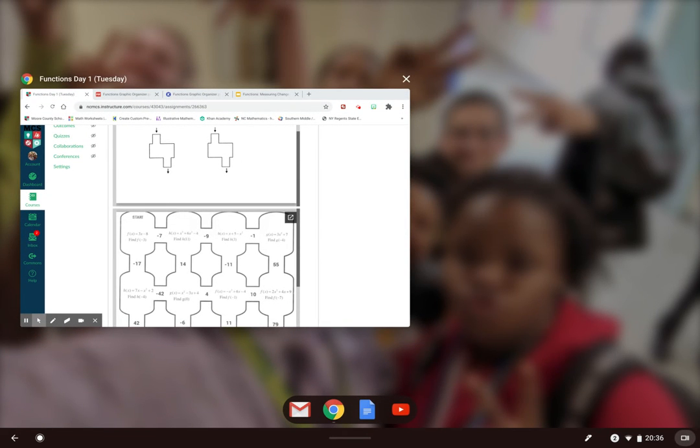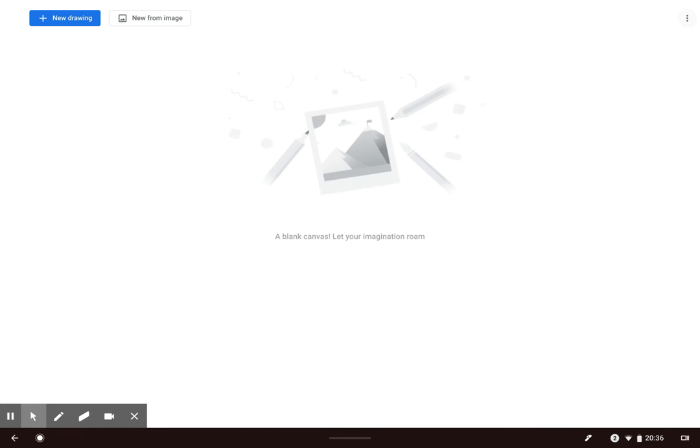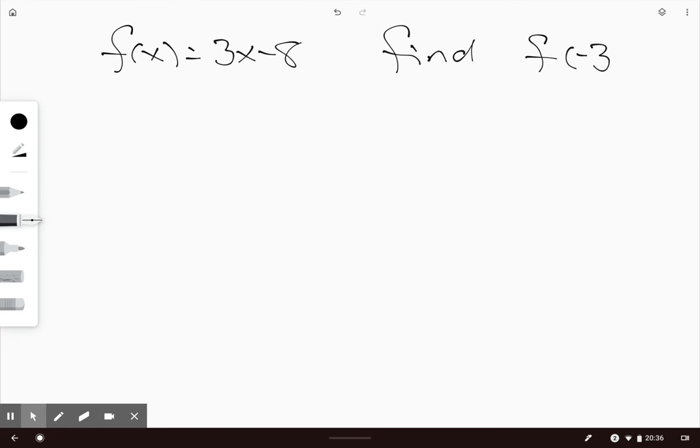All right, so I'm back with you, and we're going to go to my canvas drawing, and we're going to start with the first one. So the first one was f of x equals 3x minus 8. And here it wants me to find the f of negative 3.